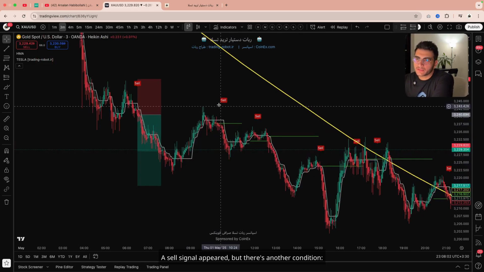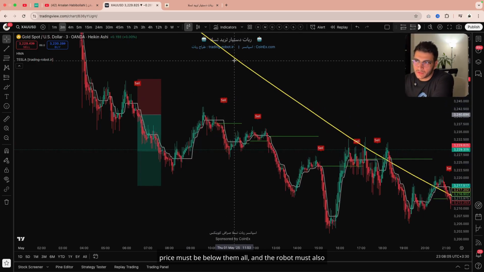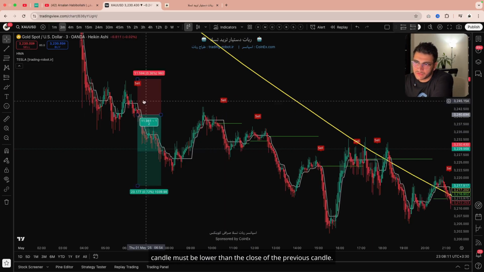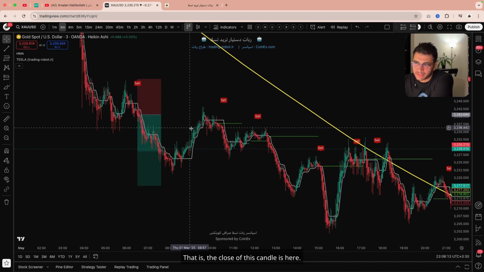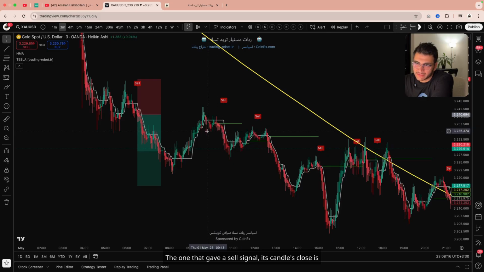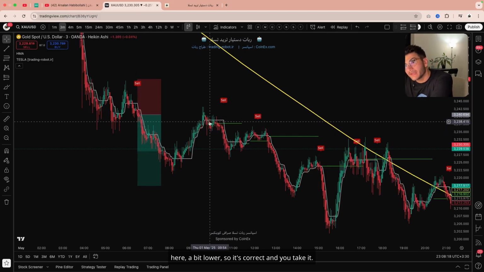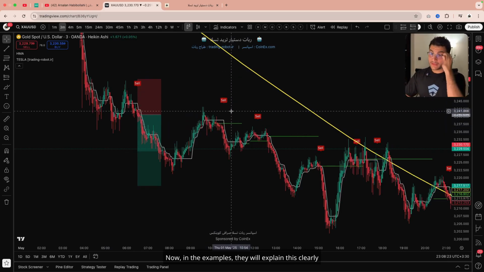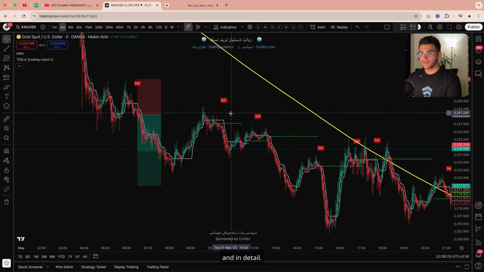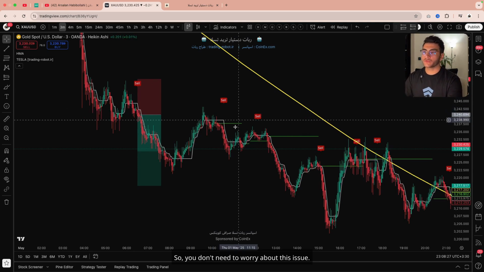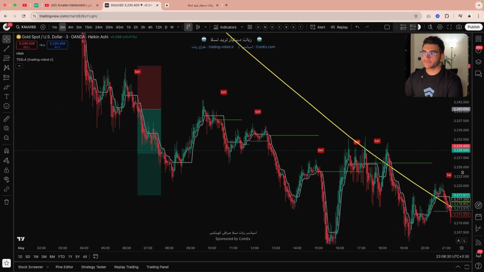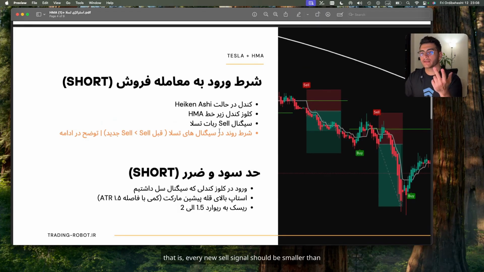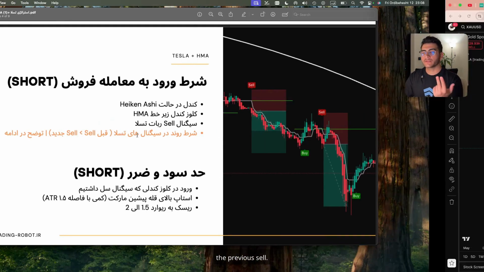A sell signal appeared, but there's another condition. Price must be below them all, and the robot must also signal a sell. For every sell signal it gives, the close of that candle must be lower than the close of the previous candle. That is, the close of this candle is here. The one that gave a sell signal, its candle's close is here, a bit lower, so it's correct, and you take it. If it gave a sell signal here, but the sell was higher, you don't take it. Now, in the examples, they will explain this clearly and in detail, so you don't need to worry about this issue. But right now, we take this sell. In this PDF as well, under sell trades, I've written that the next candle should not be bigger. That is, every new sell signal should be smaller than the previous sell.